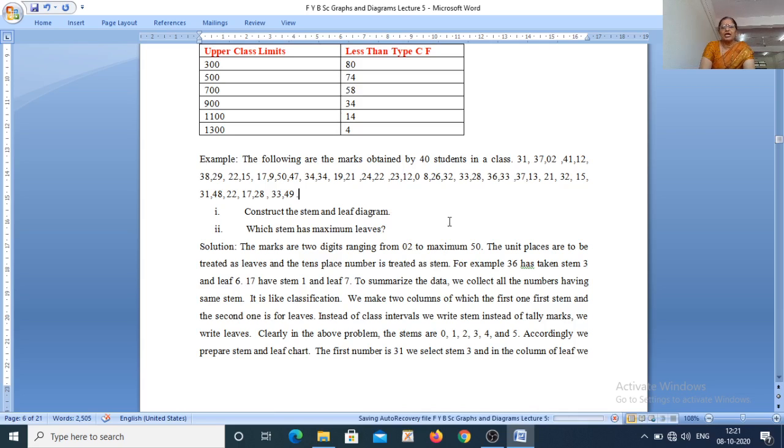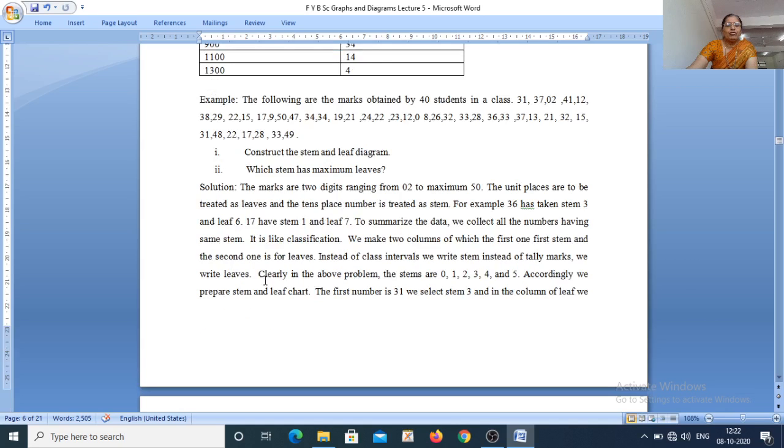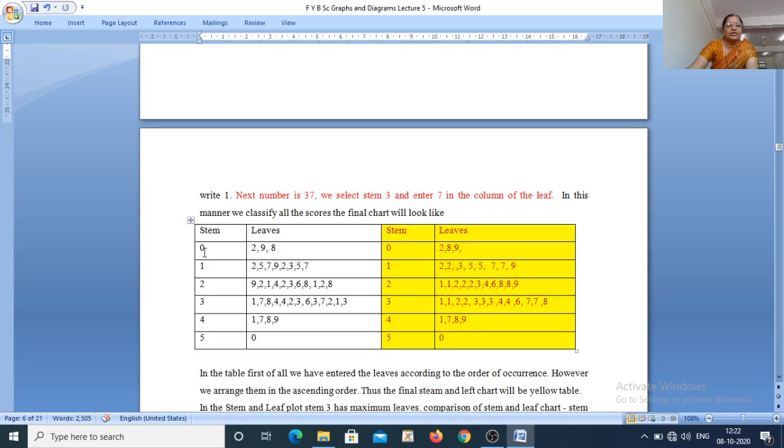Okay. So my stems are 0, 1, 2, 3, 4, 5, the numbers at the tens place. Now the numbers at the unit place are either 0, 1, 2, 3, 4, 5, 6, 7, 8 and 9. So these are called leaves. The numbers at the tens place are called stems. Numbers at the unit place are called leaves. Okay. So here what we do, first we write down the stems 0, 1, 2, 3, 4 like this.